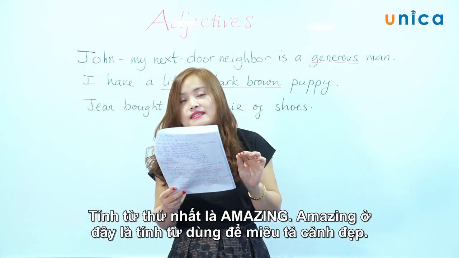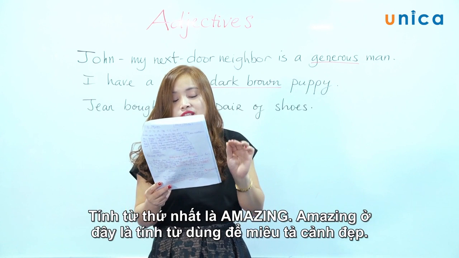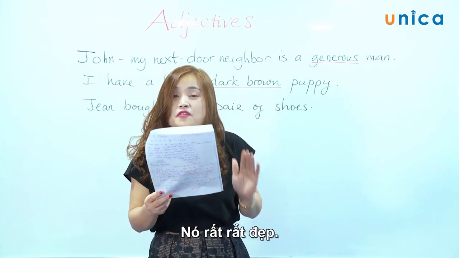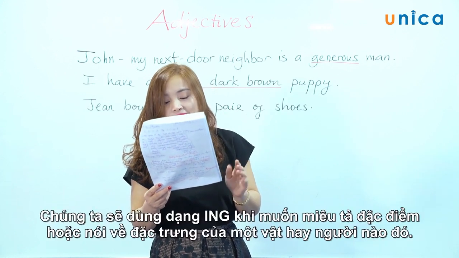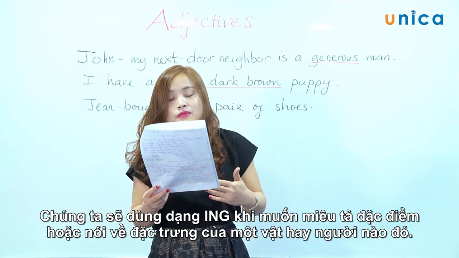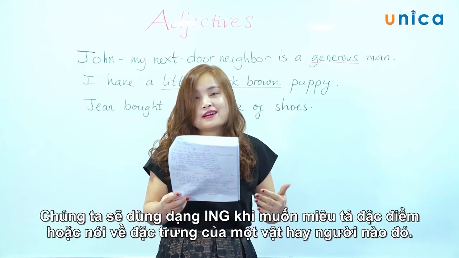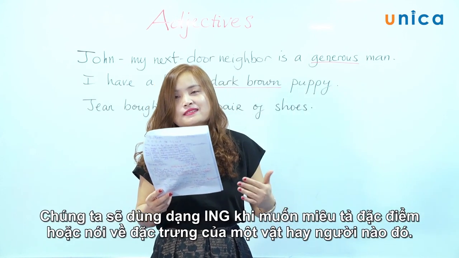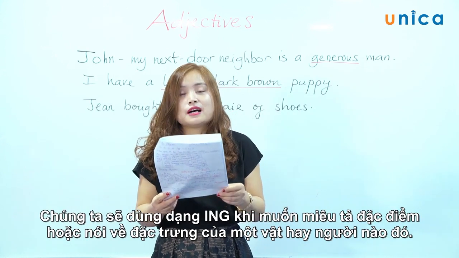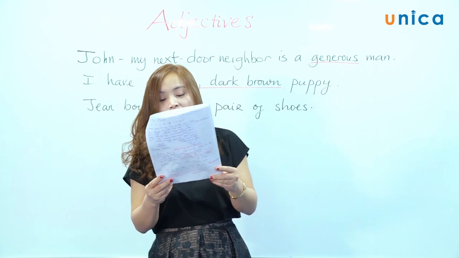So amazing here is an adjective that is used to describe the feature of the scenery. That means it's very, very beautiful. Okay? So we use the ing form when you want to describe the status, the feature, or talk about the characteristic of a thing or a person.